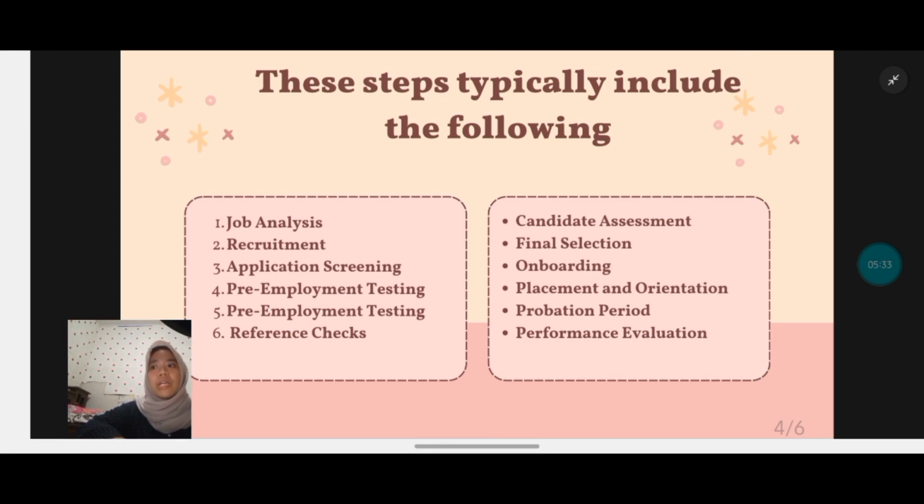Next, probation period. Some organizations have a probationary period during which the employee's performance is closely monitored. This allows the employer to assess whether the new hire is a good fit for the role. Next, performance evaluation. Regularly evaluate the employee's performance to ensure they are meeting job expectations and making contributions to the organization.